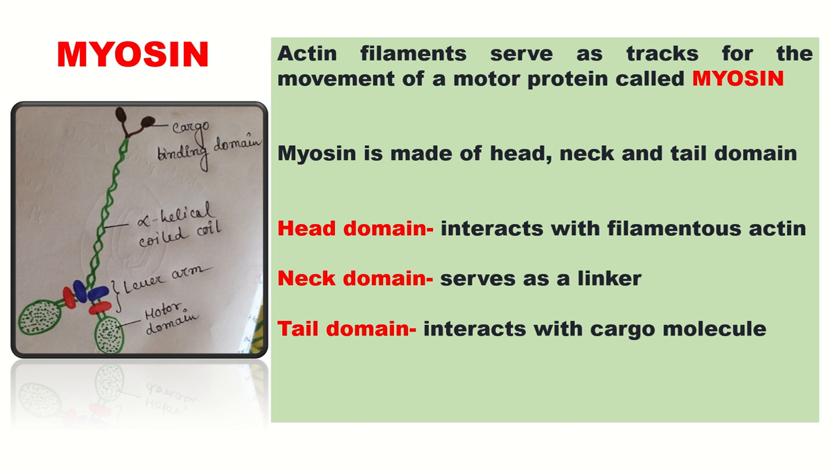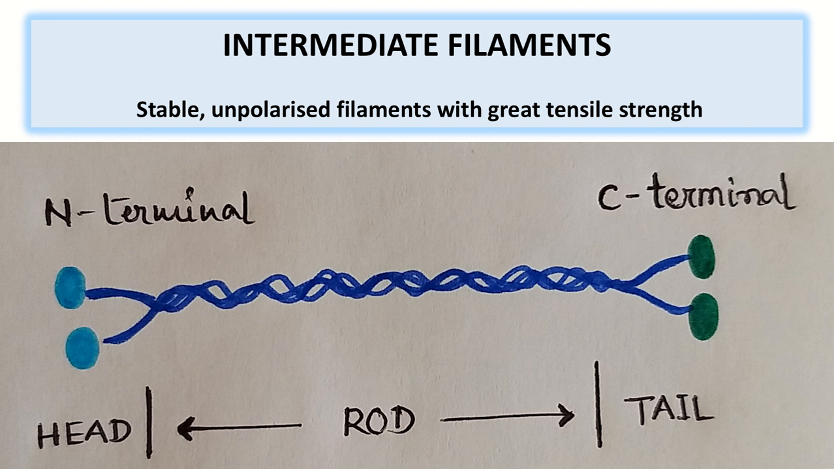Okay. Now we will come to intermediate filaments. Intermediate means what? From the word itself, we can understand that it lies somewhere between the microfilament and the microtubules. This is the diagrammatic representation of intermediate filaments. It is stable, unpolarized filaments with great tensile strength.